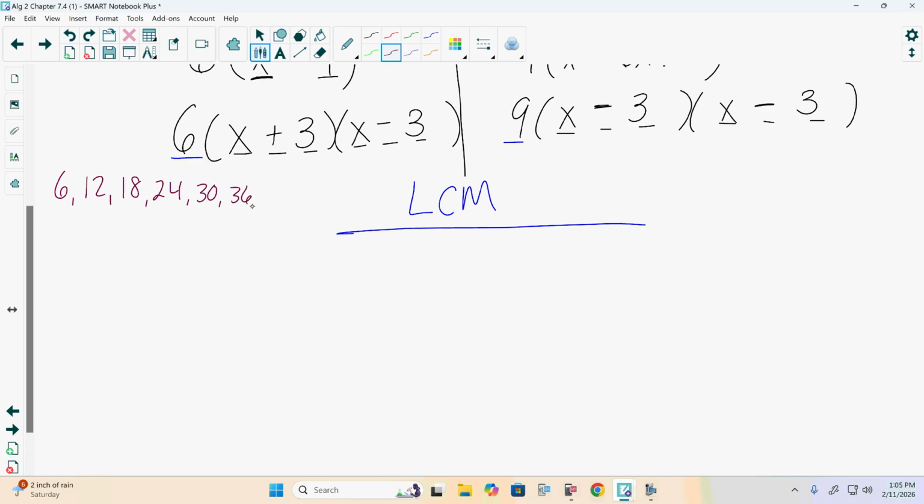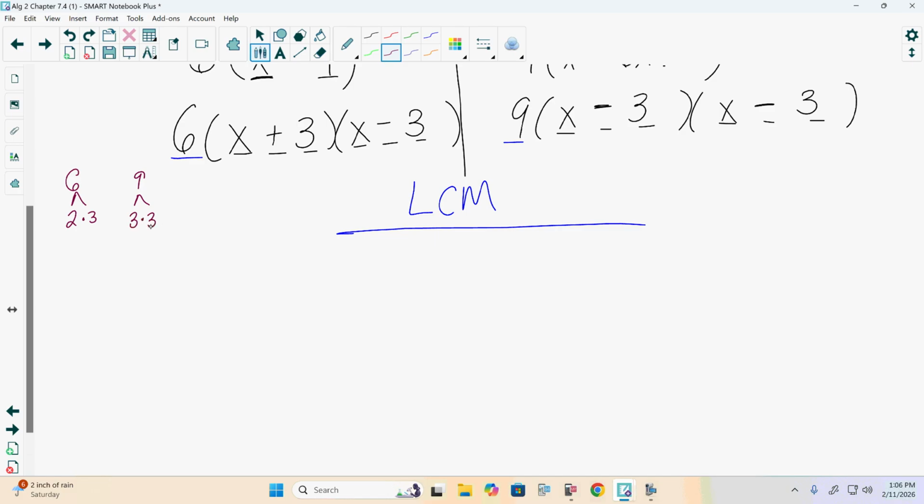I just list out all the multiples of 6, and hopefully I list far enough out that we have something in common. Then I can do the same for 9. 9, 18, 27, well, 18 is the first number that we have in common. The other way to do this is with our factored forms. If we look at the factorization of 6, 6 is 2 times 3. That's in prime factorization. That's as far as it goes.